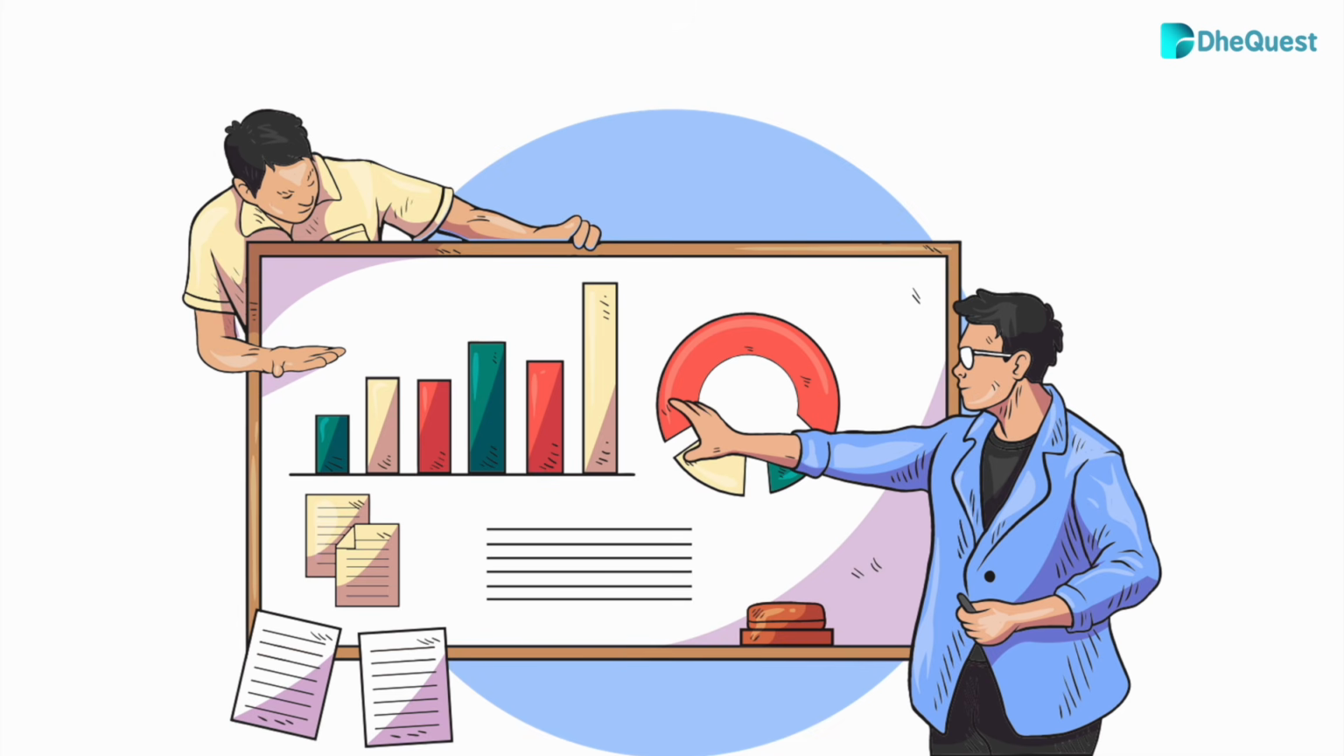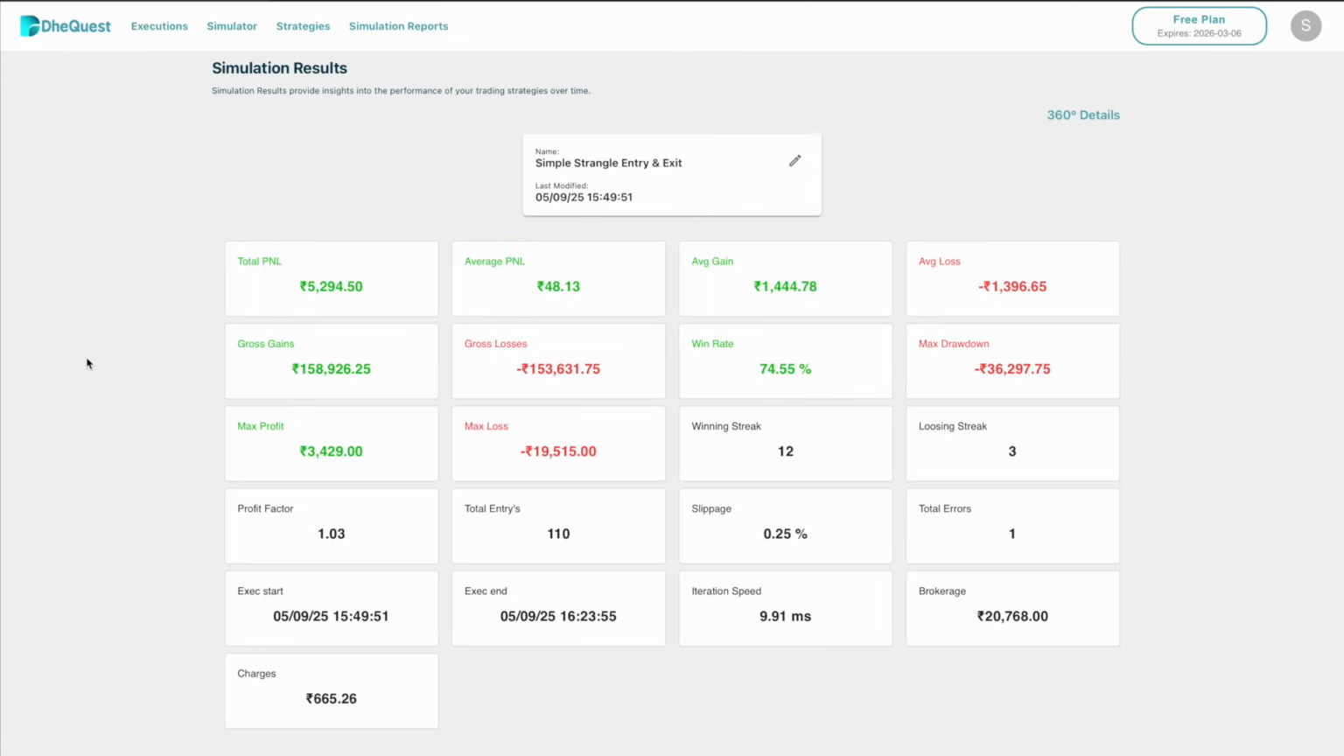Let's now deep dive into the backtesting results. On the screen, what you see here is the performance of the strategy Simple Strangle without any adjustments. We simply entered the trade on a Thursday and held it till next Thursday. Naturally, the profits look quite small.